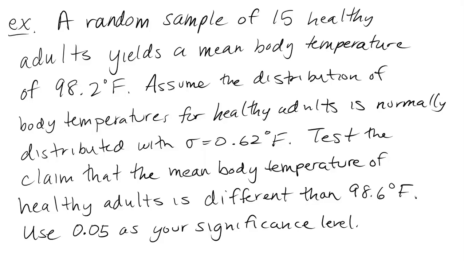It says a random sample of 15 healthy adults yields a mean body temperature of 98.2 degrees Fahrenheit. Assume the distribution of body temperatures for healthy adults is normally distributed with sigma equals 0.62 degrees Fahrenheit. Test the claim that the mean body temperature of healthy adults is different than 98.6 degrees Fahrenheit. Use 0.05 as your significance level.